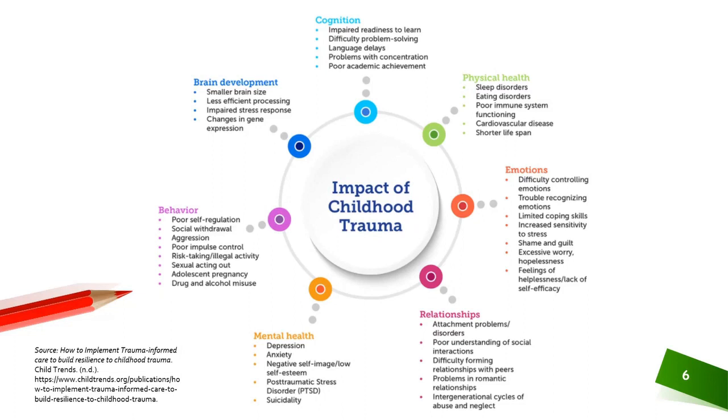Poor academic achievement is linked to the impact of childhood trauma, particularly as one progresses through the school system. As we look at physical health, everyone is fairly aware now that the science supports that stress and trauma can have a huge impact on one's physical health. We specifically see research supporting sleep disorders and eating disorders.